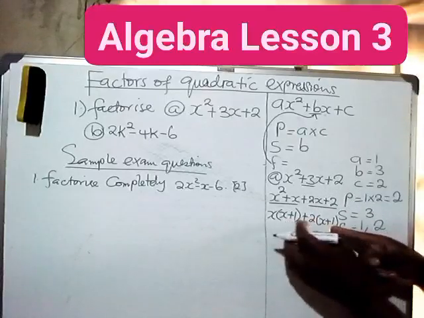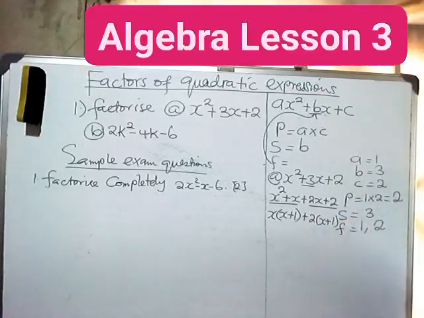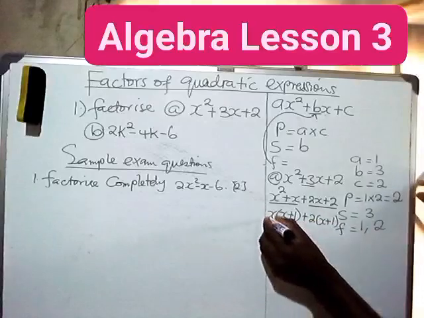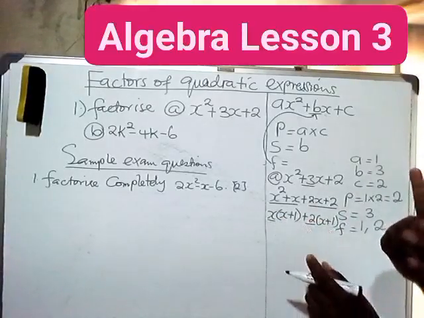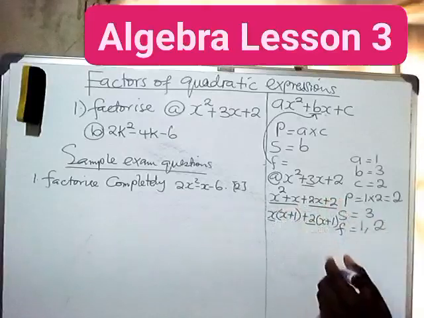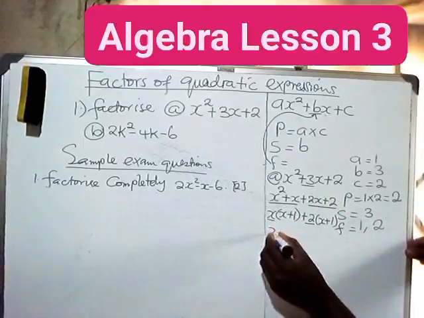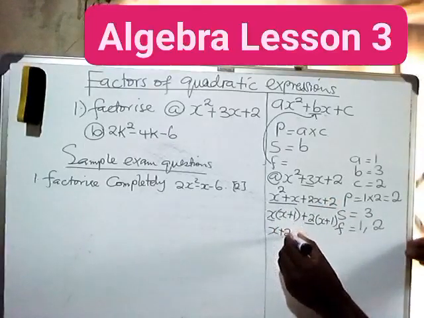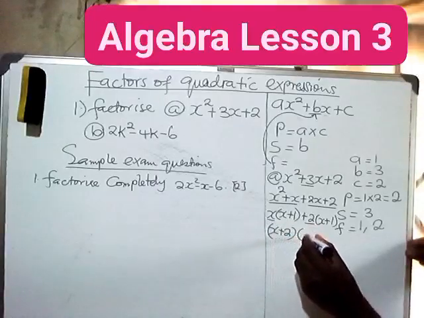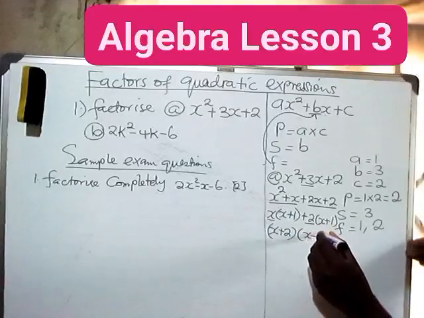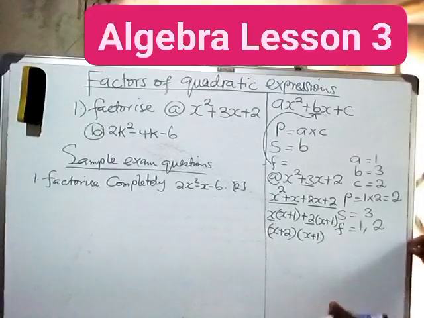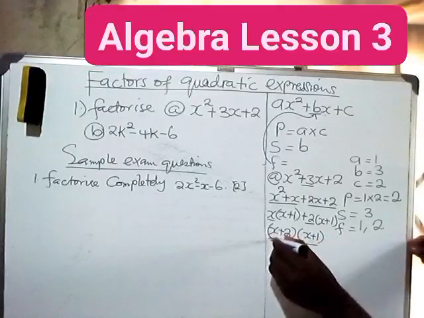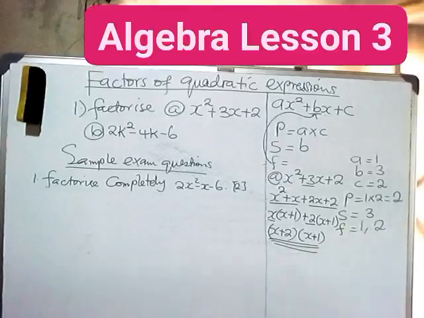Now that what is in the bracket is the same, we are going to factorize this and keep one factor which is in the bracket. So we're going to have x plus 2, then x plus 1. So this marks the end of our question.